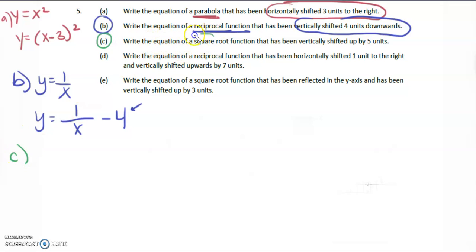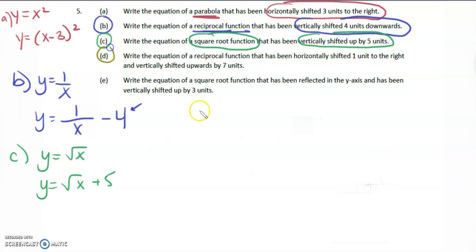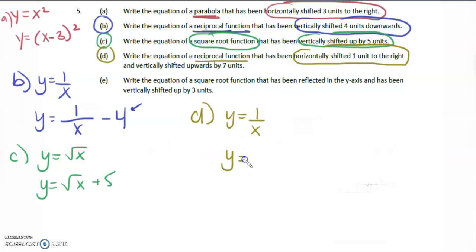C, write the equation of the square root function, y equals root x, that has been vertically shifted up 5 units. So we can put root x plus 5. D, we're dealing with a reciprocal function, y equals 1 over x, horizontally shifted 1 unit to the right. So that makes us go x minus 1 in the denominator, because it's opposite of what it would look like. And shifted upward 7, plus 7.